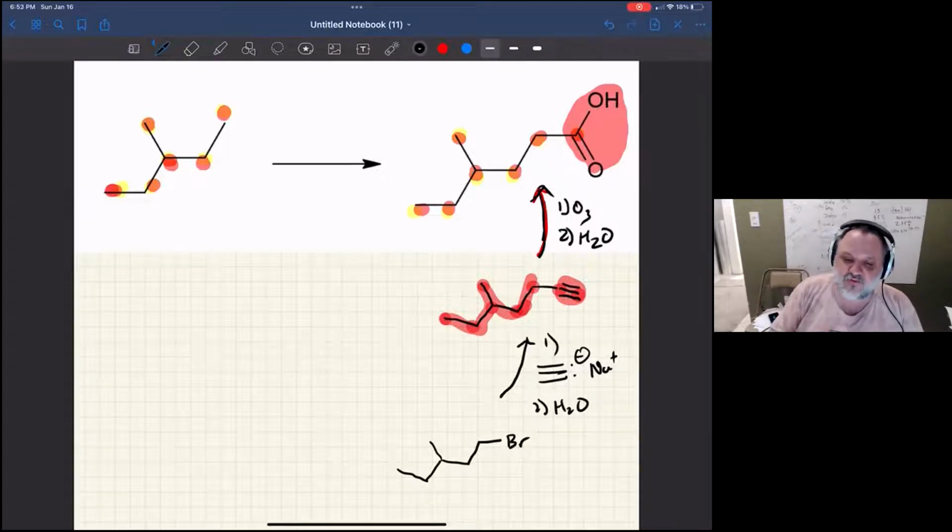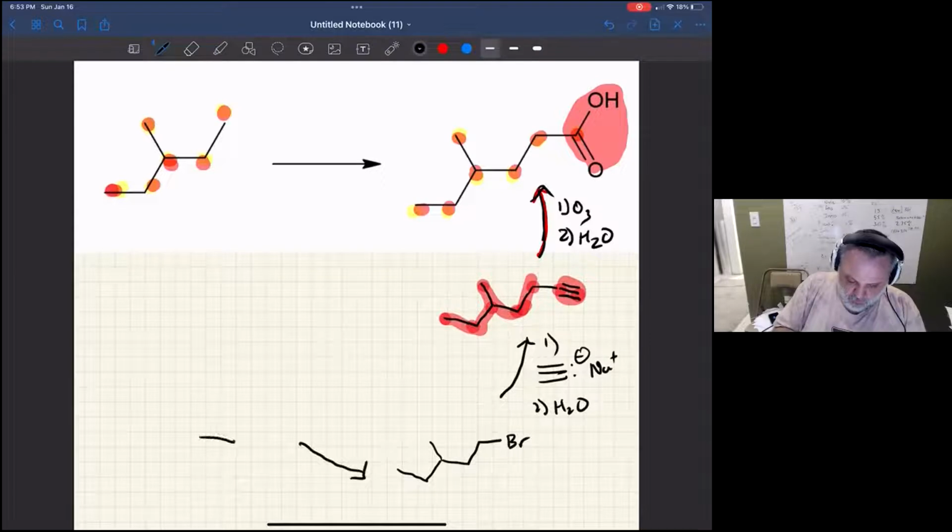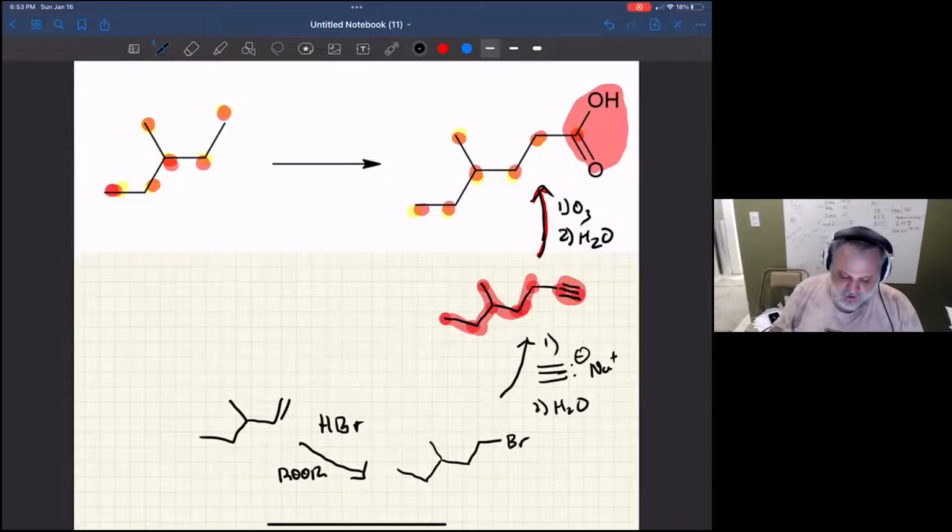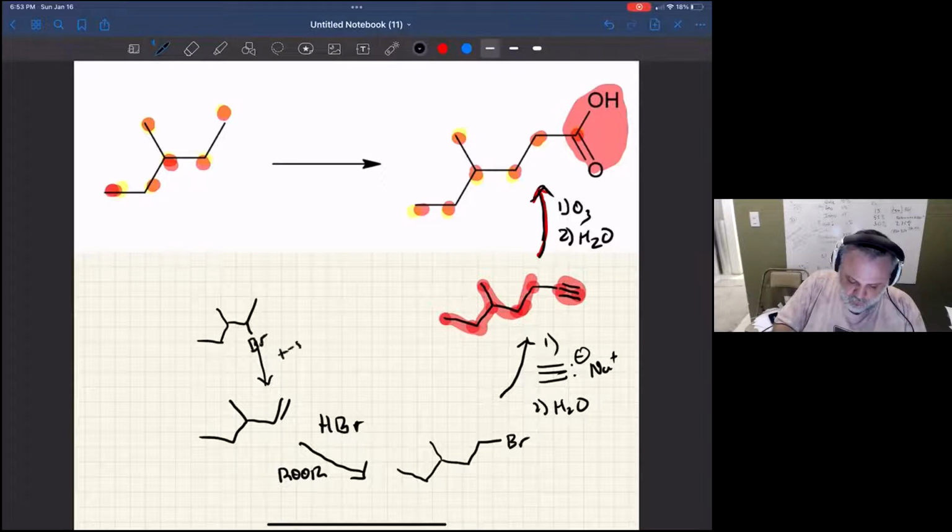And so at this point, it's just trying to sort out how do I get that bromine in that location from the starting material. I think I must have had some double bond here where I did anti-Markovnikov hydrohalogenation. That would get me my HBr. How did I get a double bond there? Most likely I eliminated another halogen with potassium tertiary butoxide.